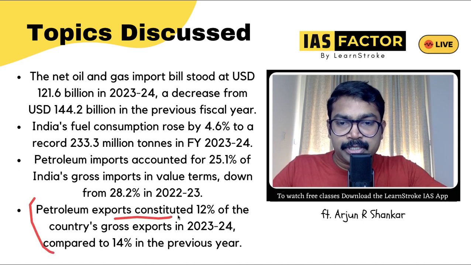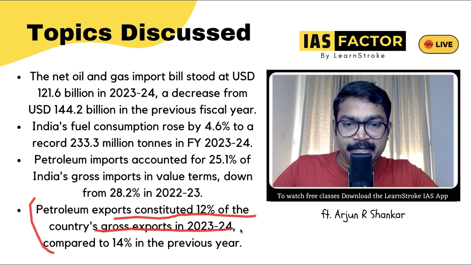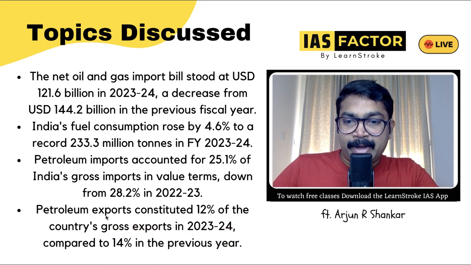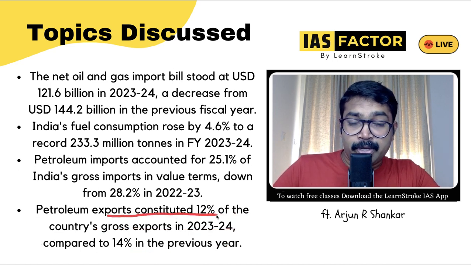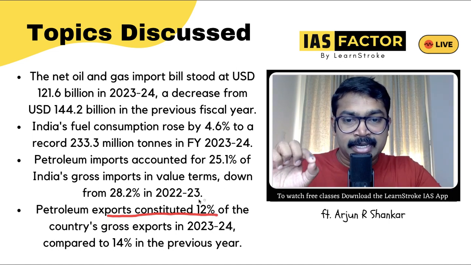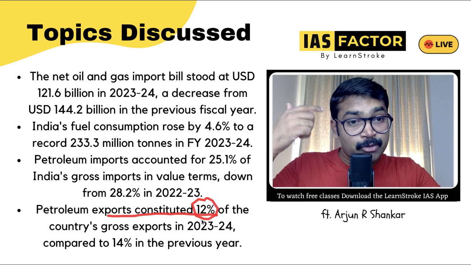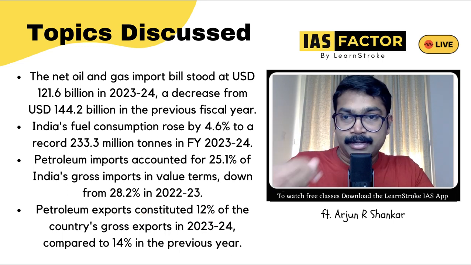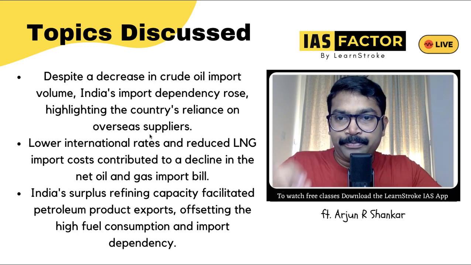Petroleum exports constituted 12% of the country's gross exports in 23, compared to 14% in the previous year. So you can see petroleum exports constitute 12% of the exports. Of the gross exports of India, 12% is from petroleum, and that was previously 14%, and now it has come down to 12%. So these are important.